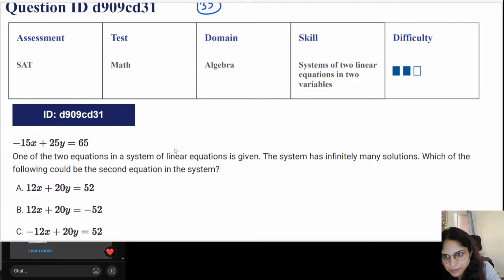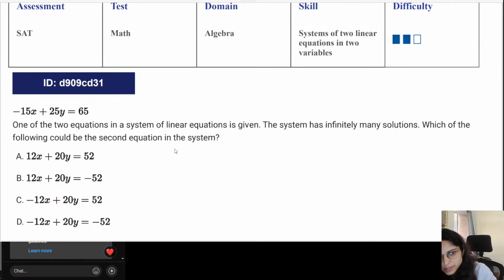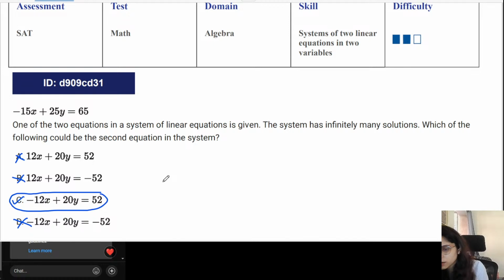Negative 15x plus 25y equals 65. The system has infinitely many solutions. Which of the following could be the second equation in the system? Okay, so now see, x is negative, y is positive, constant is positive. Negative, positive, negative, this is not going to work. Positive, positive, negative, not going to work. Positive, not going to work. The only option which matches the exact signs is this one. No need to do anything else.